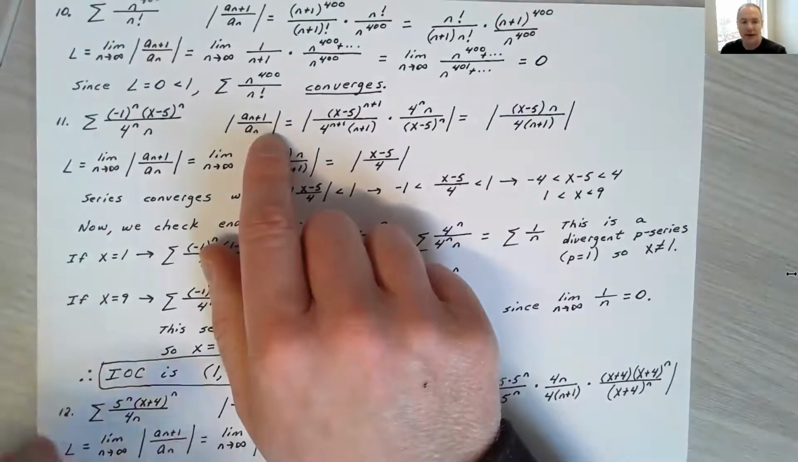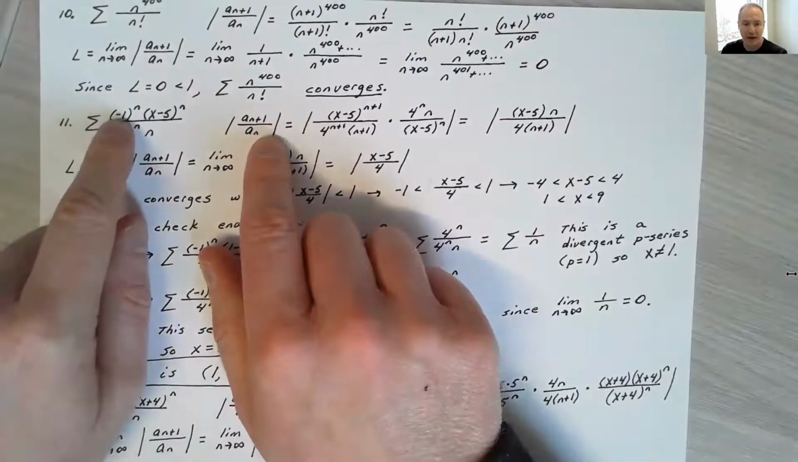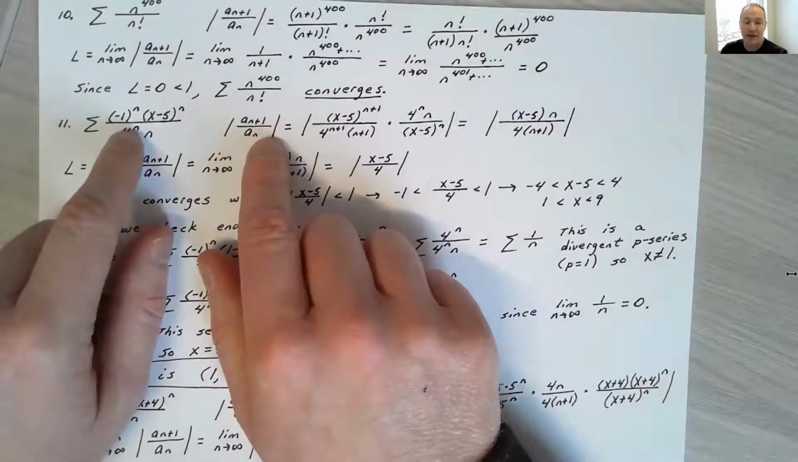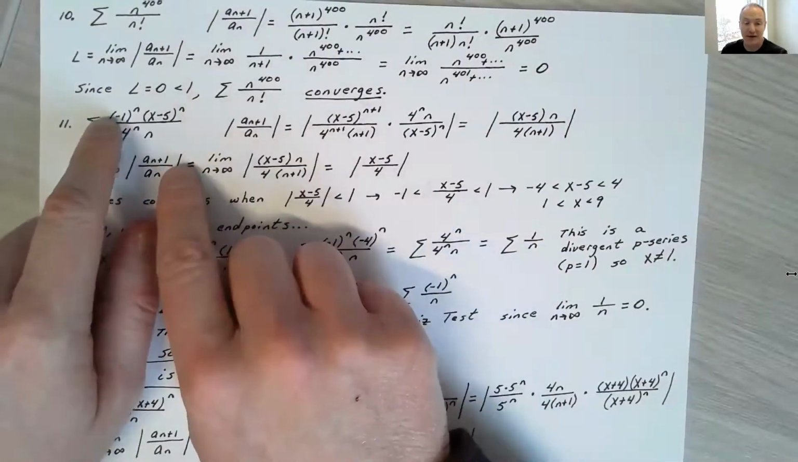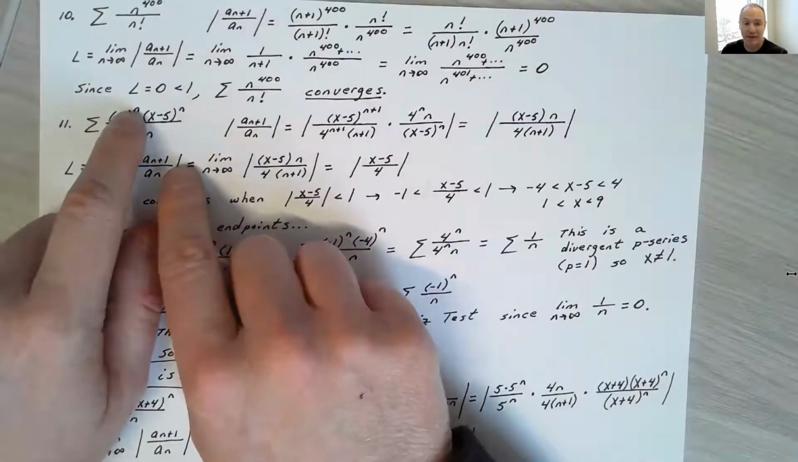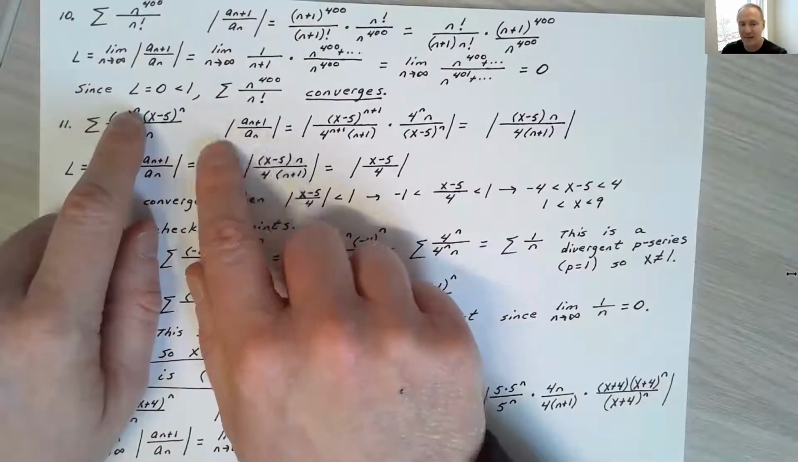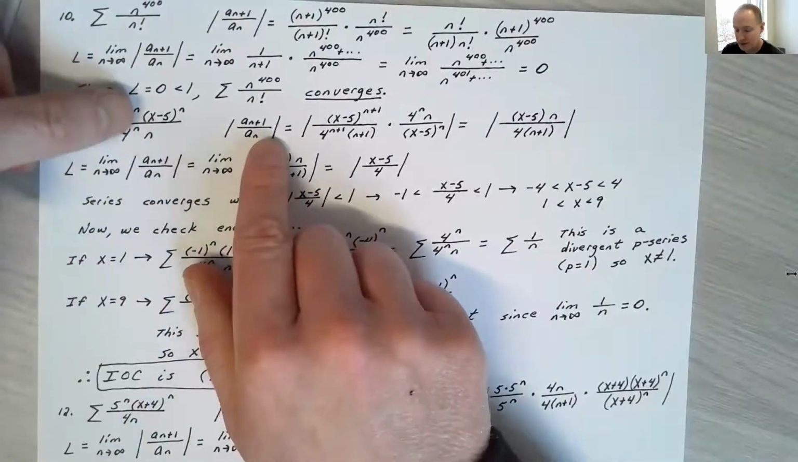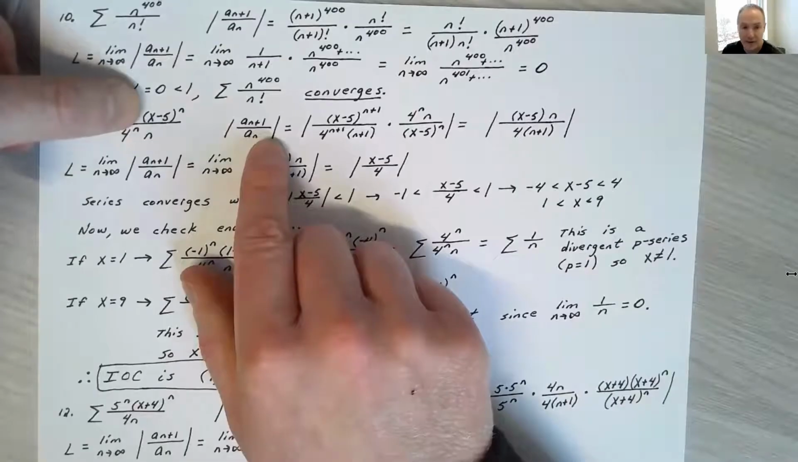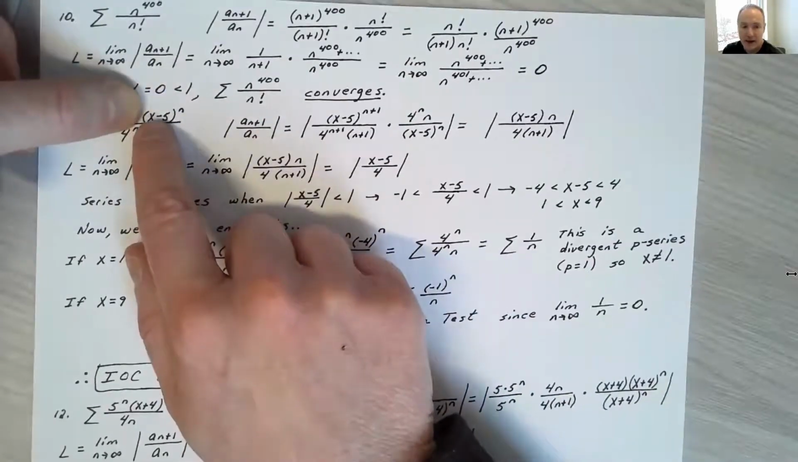And in this problem, a sub n plus 1, since it's absolute value, I started to say you're going to have -1 to the n plus 1. That's completely irrelevant. And you think, why? Because it's an absolute value. So that just means you can completely ignore that. That's irrelevant.